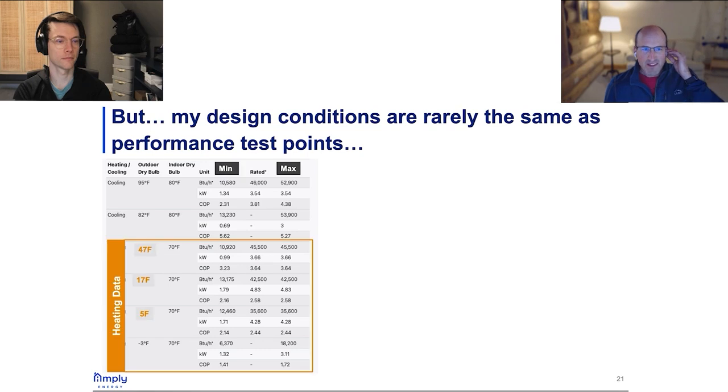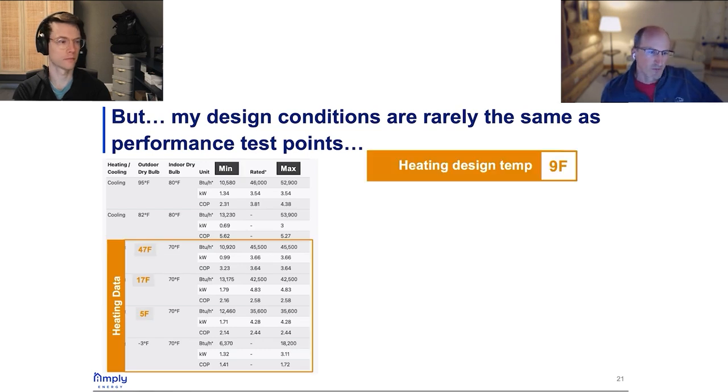All right. And then the next challenge is, at the beginning, we talked through a bunch of these heating thermal performance metrics at different temperatures. And if you remember, they're typically at 47 degrees Fahrenheit, 17 and 5. So what happens if your local design temperature for the project you're working on is, let's say, 9 degrees Fahrenheit, right? So you're vaguely halfway between 17 and 5 degrees Fahrenheit, but not exactly halfway.